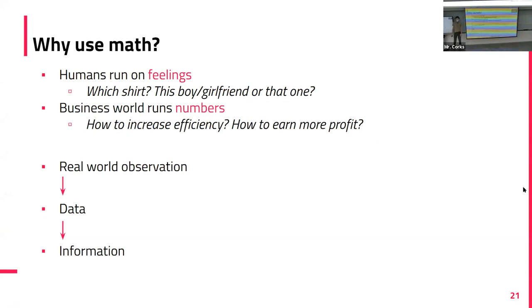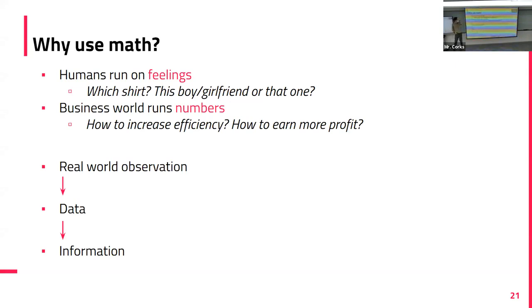The business world, or a good business, doesn't do that. They look at data and they run on numbers. So how to increase efficiency? Should we put the blue shirts on display or the red shirts on display? Well, which ones sell better and which one has lower costs for us? They're going to make a calculation to make that decision.